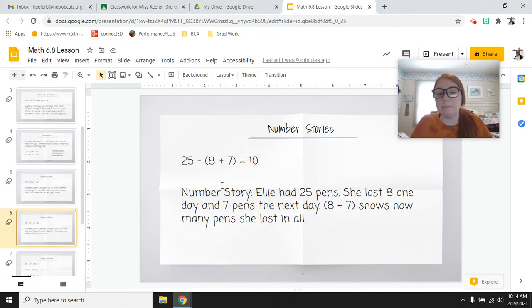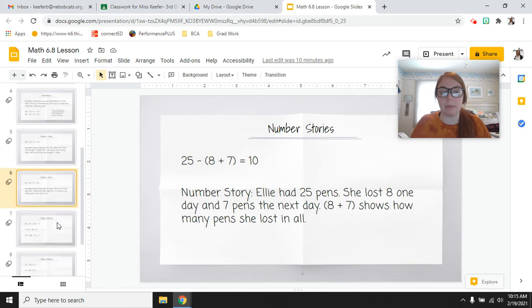For the other one, the 25 minus 8 plus 7 equals 10, it could say Ellie had 25 pens, she lost 8 one day and 7 pens the next day. 8 plus 7 shows how many pens she lost in all. So again, a two-step number story. You need to figure out how many pens she lost total and then subtract that from how many pens she had before. And then that would give you how many pens she has left. I think Ellie needs to keep better track of her school supplies.